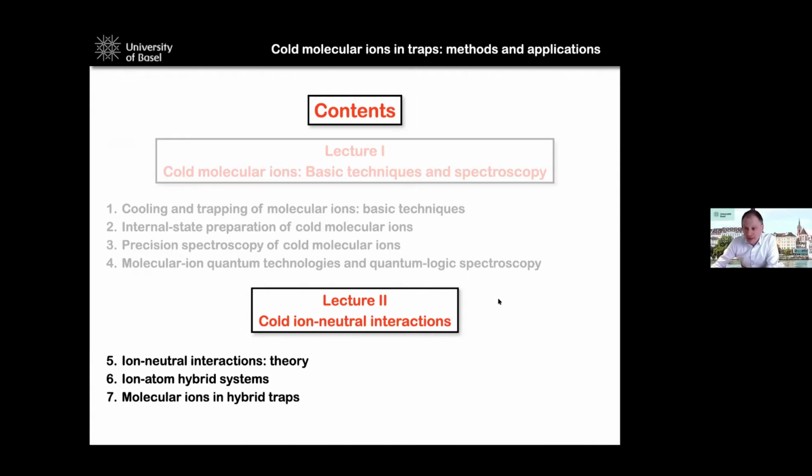Okay, so my second lecture will deal with cold ion neutral interactions. During my first lecture, we talked about cold molecular ions, the basic techniques behind them, and mostly applications in spectroscopy and in quantum technology. During my second lecture, we will talk about cold ion neutral interaction with particular emphasis on ion-atom hybrid systems, as the organizers have asked me to specifically talk about that. So that will be the focus of the talk.